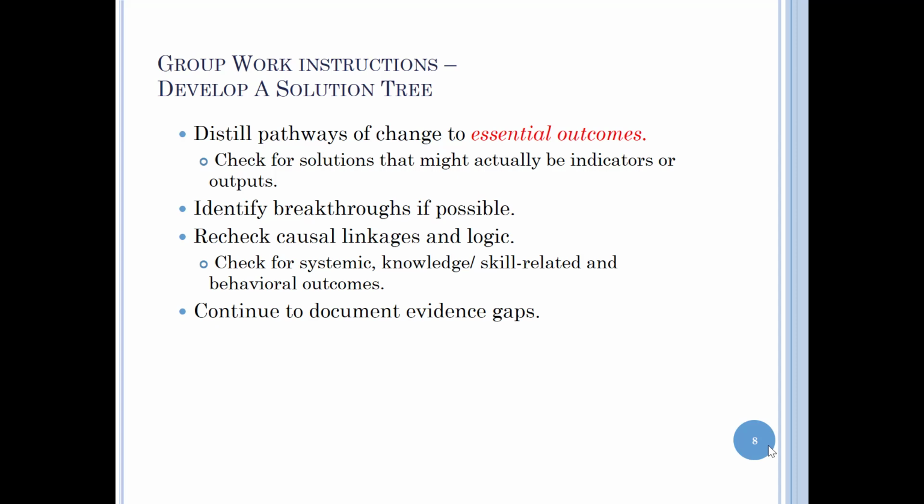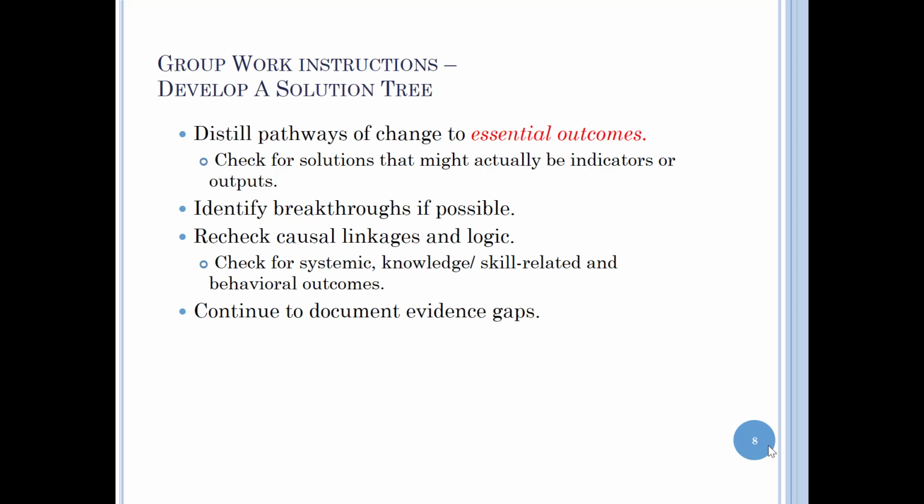Distill the pathways of change to essential outcomes. That's what I've said before. Take redundancies out. Check for solutions that may actually be indicators or outputs. Move those outputs then below the tree. Identify breakthroughs if it's possible, if you have them. If not, it's okay. Recheck all the causal linkages and logic from top down, bottom up. Everything must be logical. You must have a causal chain of change.